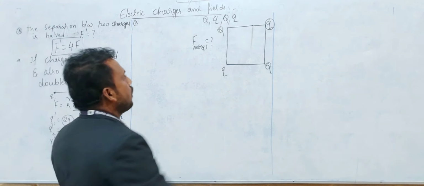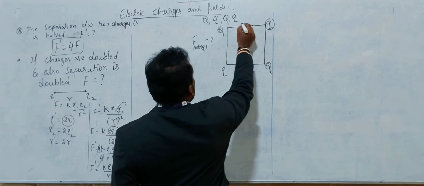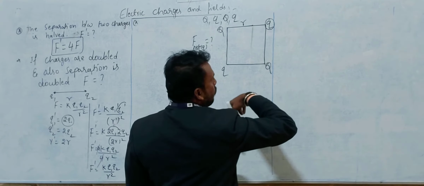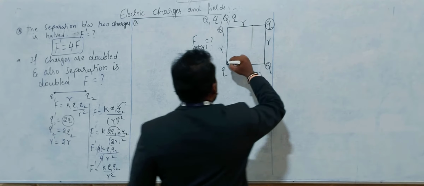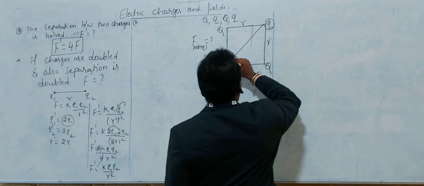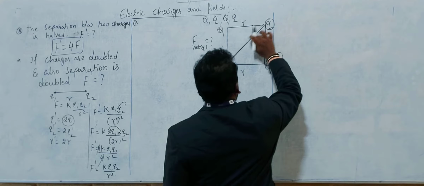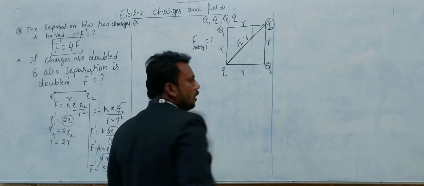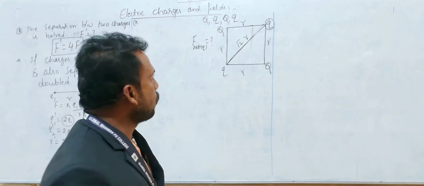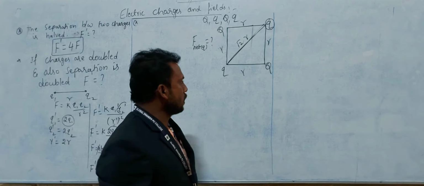Imagine the side of the square is small r. The length of the diagonal is root 2 into r. Diagonal length is root 2 into r, applying the Pythagoras theorem.